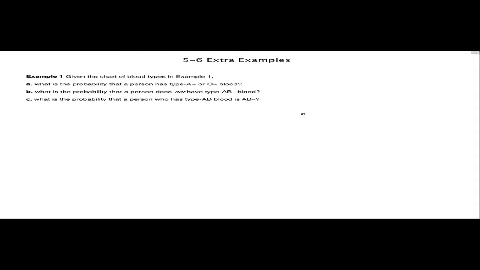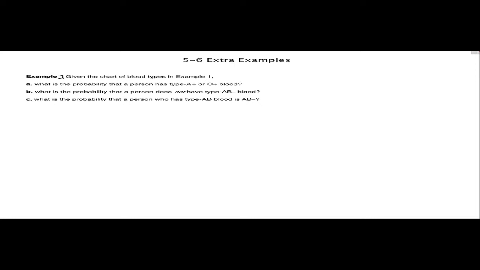We're continuing our 5-6 examples. We're coming back to what I called example 1. It's my example 2, sorry. We can fix that. Here, we'll fix it right now. There we go. That's example 2.